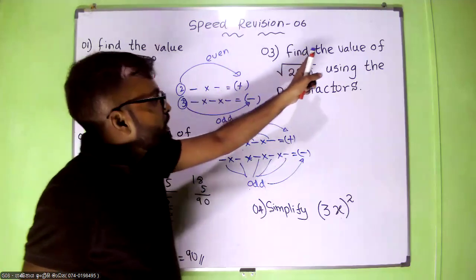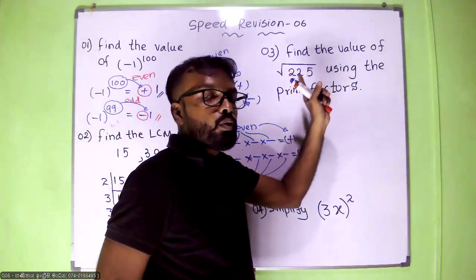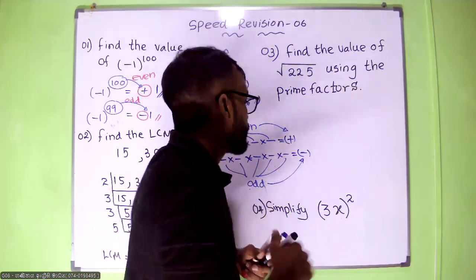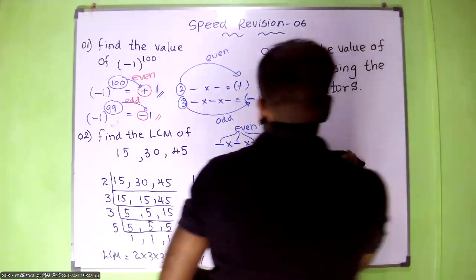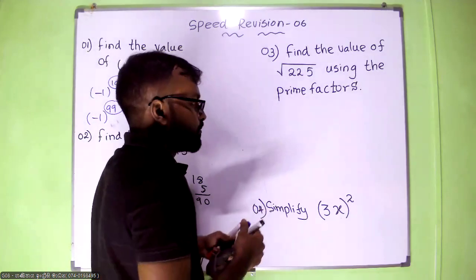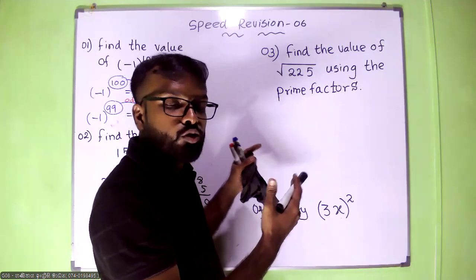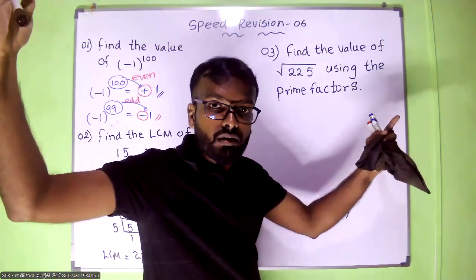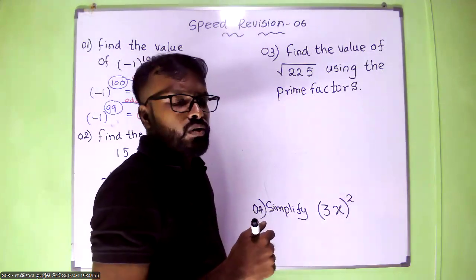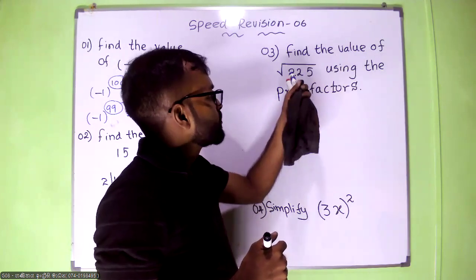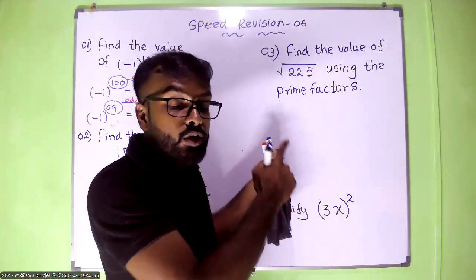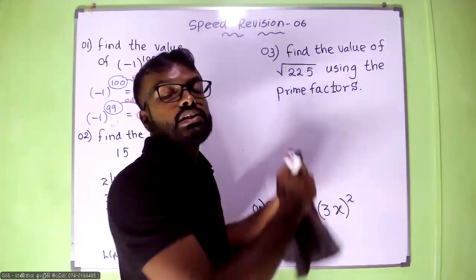Find the value of the square root of 225 using the prime factors. Let's see how to find it. If you write it down and look, you can get a vast knowledge, or you can remember all the things. If you want to find the square root of 225 by using the prime factors, first of all you need to divide 225 by the prime factors itself.